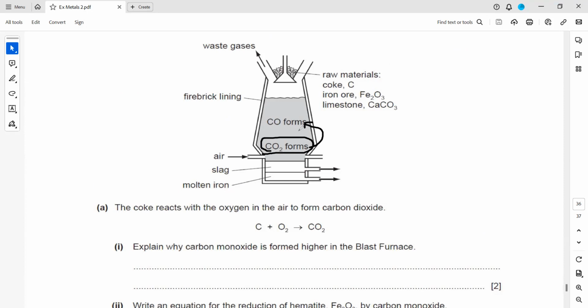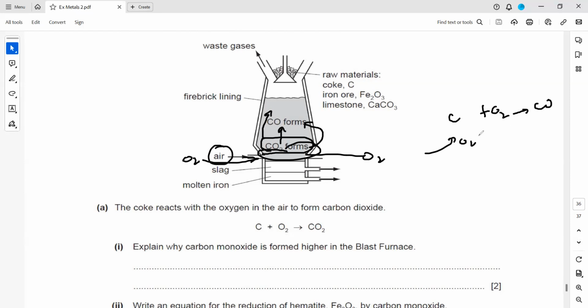How does the formation of carbon monoxide occur? Carbon monoxide forms when you have a limited supply of oxygen. From the bottom of the furnace, we are providing oxygen. So at the bottom of the furnace, we have plenty of oxygen. But at the top of the furnace, we have a limited supply of oxygen. When we blow the oxygen in from the bottom, it reacts with carbon and gives carbon dioxide. And some of the oxygen does not react with carbon, so it rises.